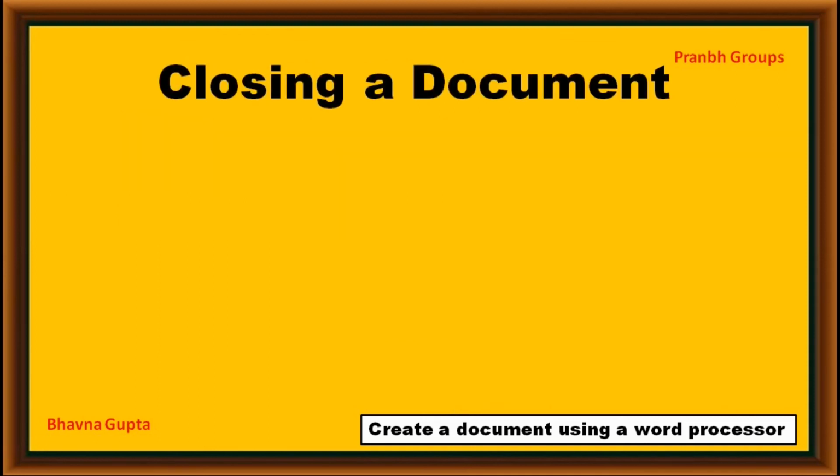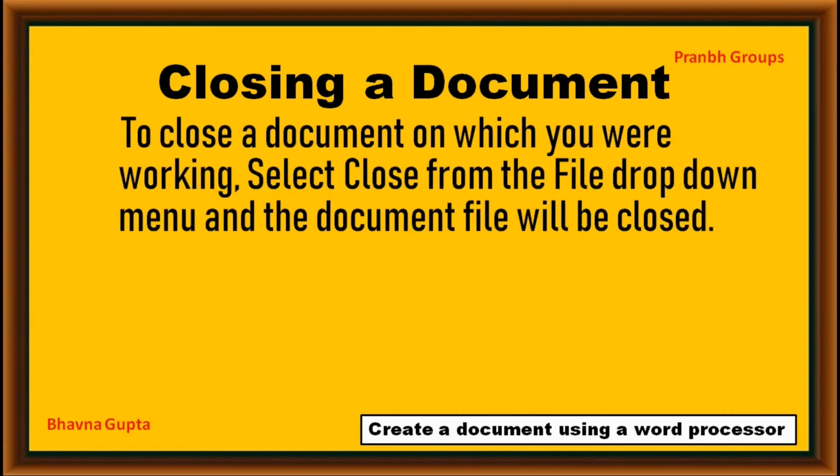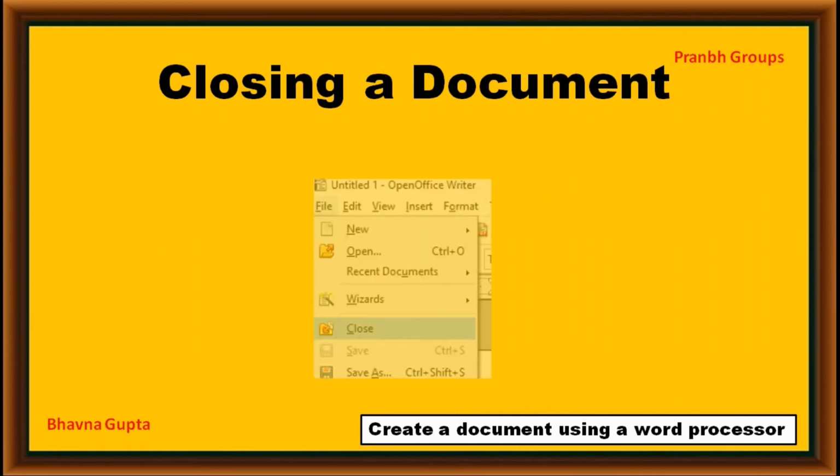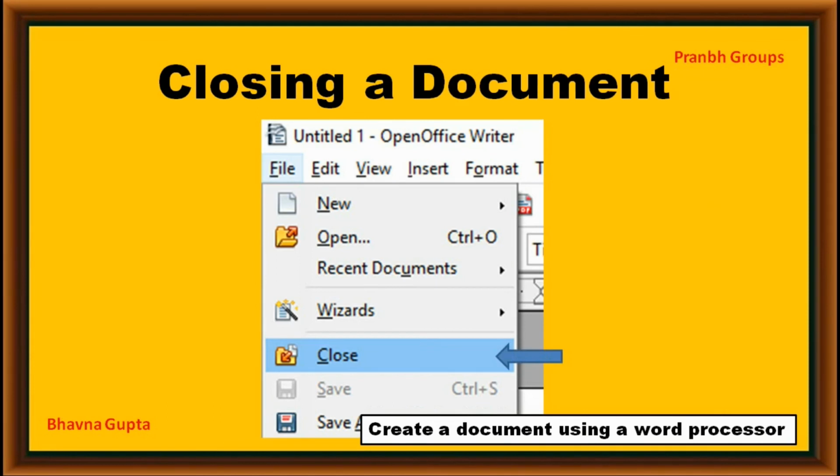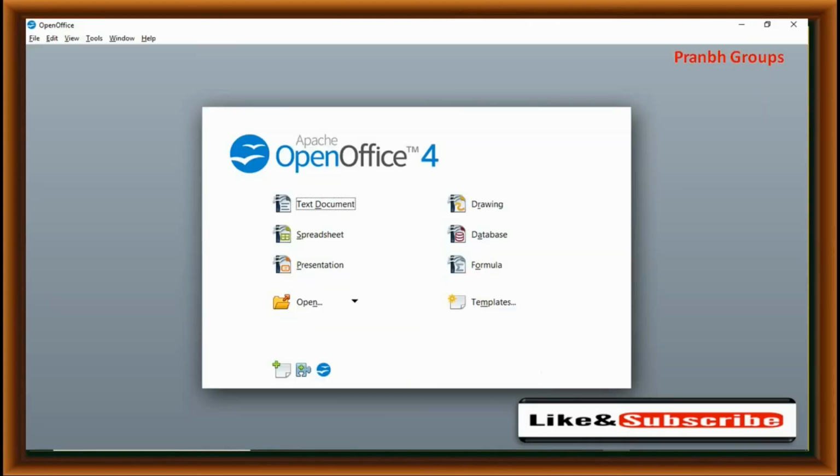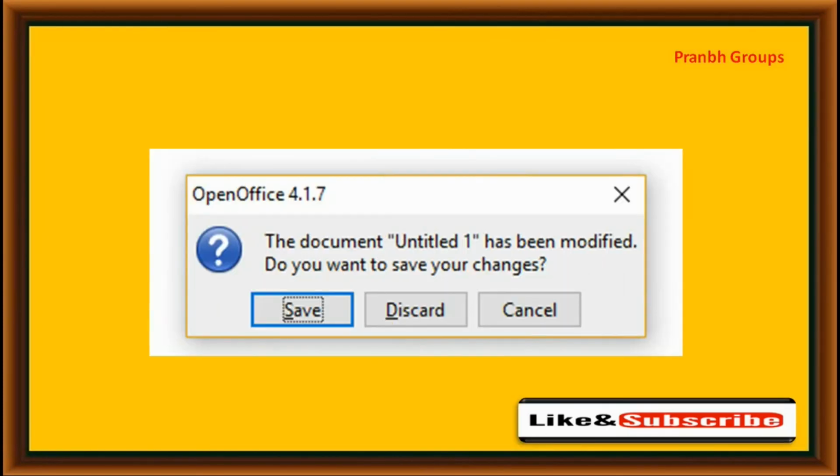Next topic, closing a document. To close a document on which you were working, select the Close option from the File drop-down menu, and the document file will be closed. In case you have not saved the document, Writer will prompt you to do so. Click on Save if you want to save the document, Discard to quit without saving, and Cancel to abort closing the document and continue working.